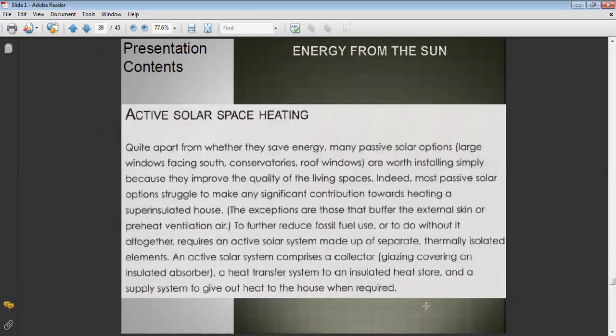And then we have some others. These were all passive mechanisms. So now we are going to explore a bit of the active solar space heating mechanisms.